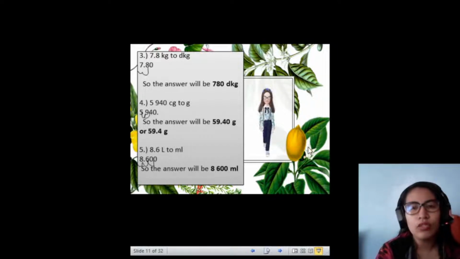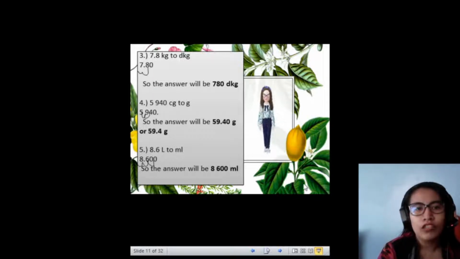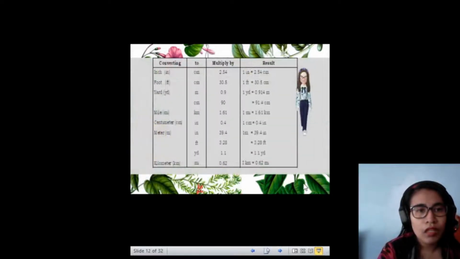Just remember that when you move from the left, it will become decimal. When you move from the right, it will become a larger number. But it also depends on where the decimal point is placed. We're done with that metric system.